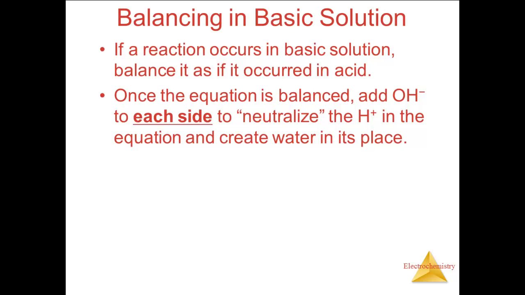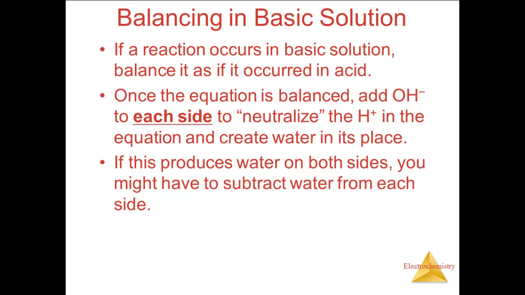To convert to basic conditions, remember that we have lots of OH- present to react with any H+ that may be in the reaction. So we simply add enough OH- to react with all of the H+. This converts the H+ into H2O, one for each H+ that we had. To maintain the balanced nature of the reaction, we add the same amount of OH- to both sides of the reaction. If this produces water on both sides, we cancel the water from each side.